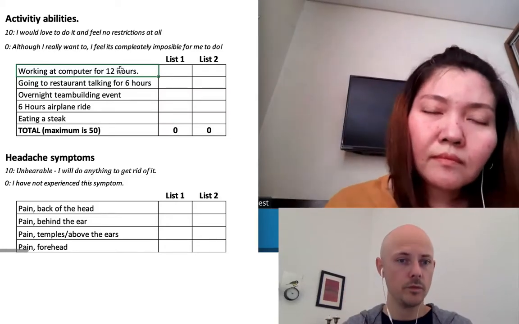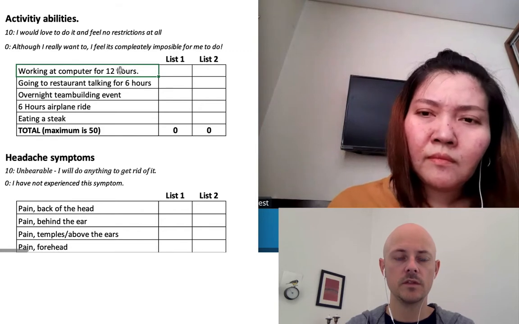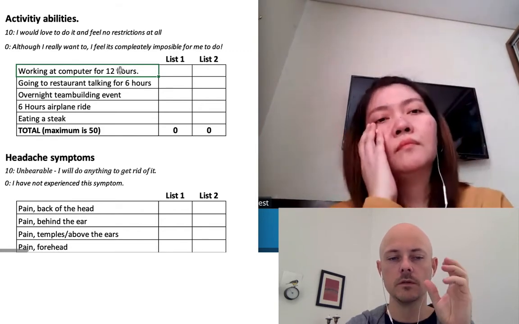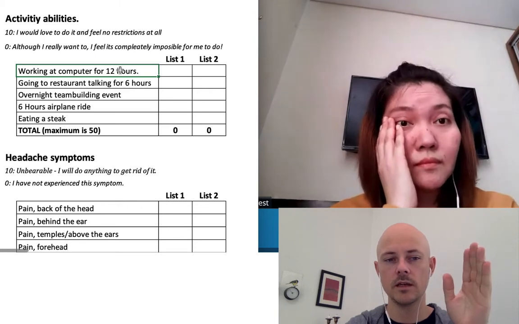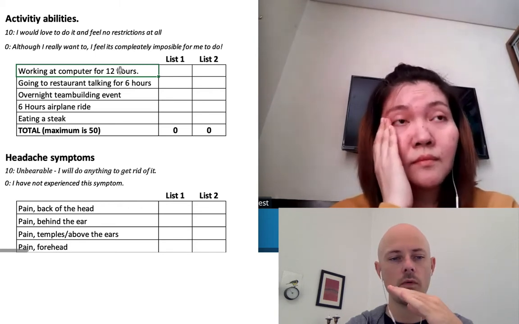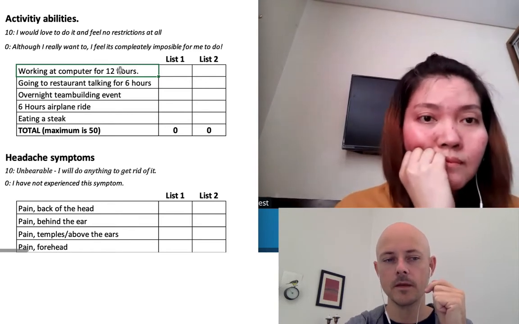Okay, so we've picked these different activities, and now you need to give a number to each of them. The number needs to be between 0 and 10, where 0 means there's absolutely no way I can do that, and 10 means no problem at all. Let's just go for it. In fact, I would love to do that right now.